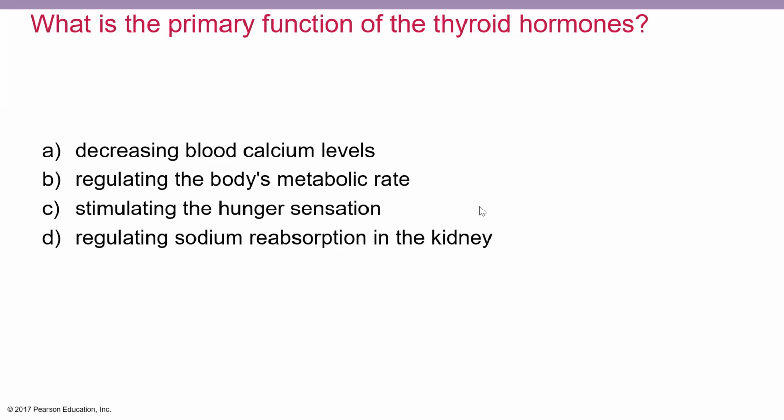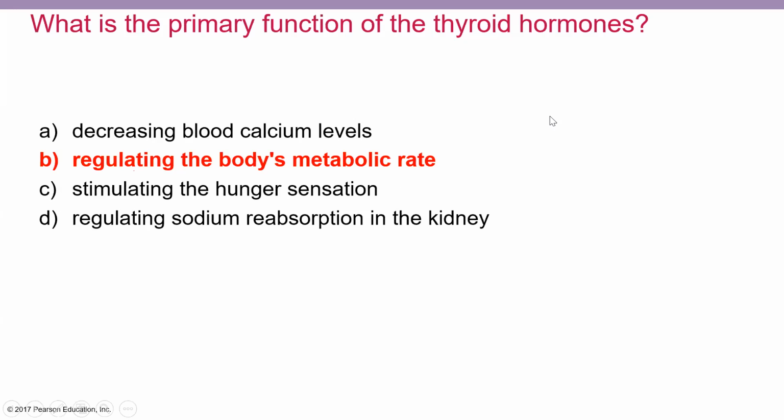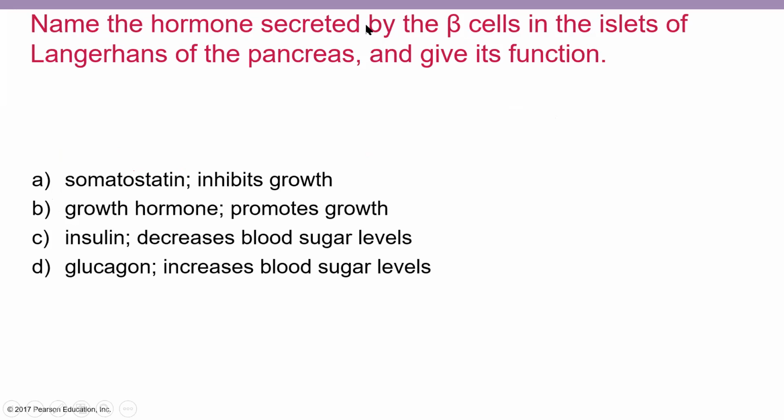If we look at some of the other options, decreasing blood calcium level, that would have been calcitonin, secreted from the thyroid gland. So I could have swapped out the stem of this question and the answer would have been A. I could have also asked about the function of ghrelin. We didn't speak about ghrelin, but that would have been the answer for C. And then we did speak about regulating sodium reabsorption in the kidneys. That would have been aldosterone, okay, which is another adrenal cortex hormone. Okay. So the answer here would have been B. Okay, let's look at, I believe, 2 more.